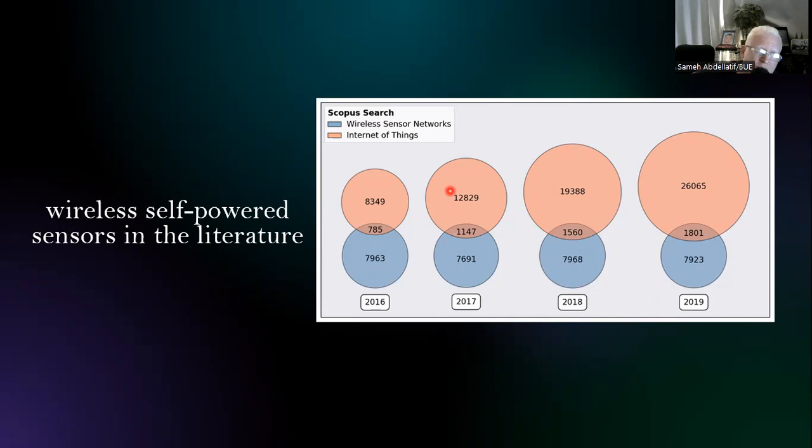And of course, this overlapped area where we have wireless sensor networks and IoT applications is again an increasing area in literature in terms of number of papers. Okay, so what is our module focus? What are we going to focus on?